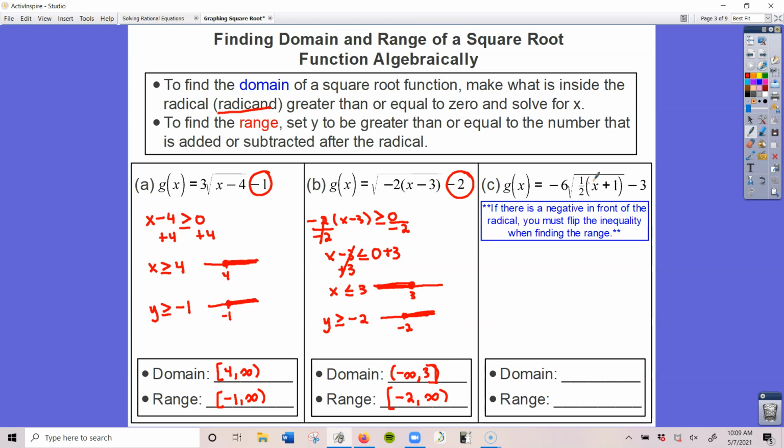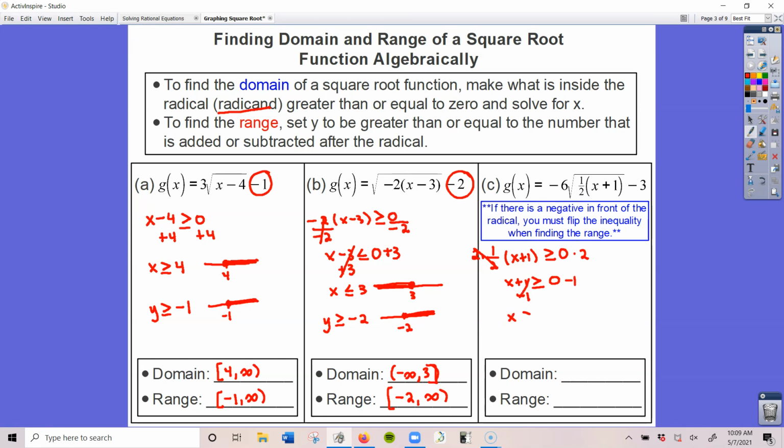Last one. To get the domain, we're going to take the radicand, so the 1/2 x plus 1, and make it greater than or equal to 0. To solve for x, we're going to multiply 2 to both sides. We get x plus 1 is greater than or equal to 0 anyway, because 0 times anything is 0. And then we subtract the 1.